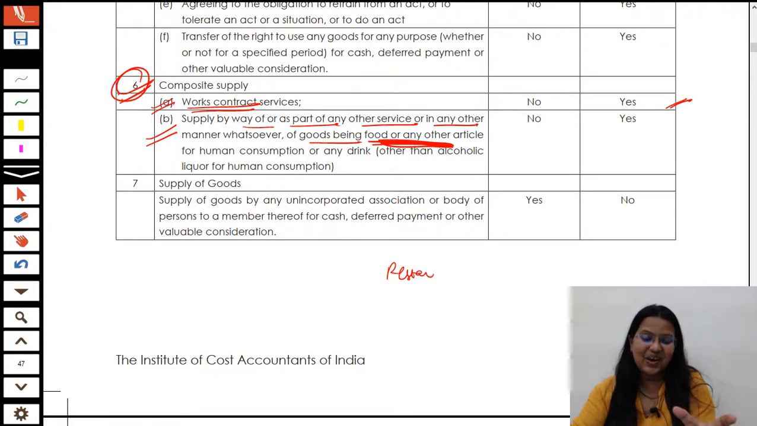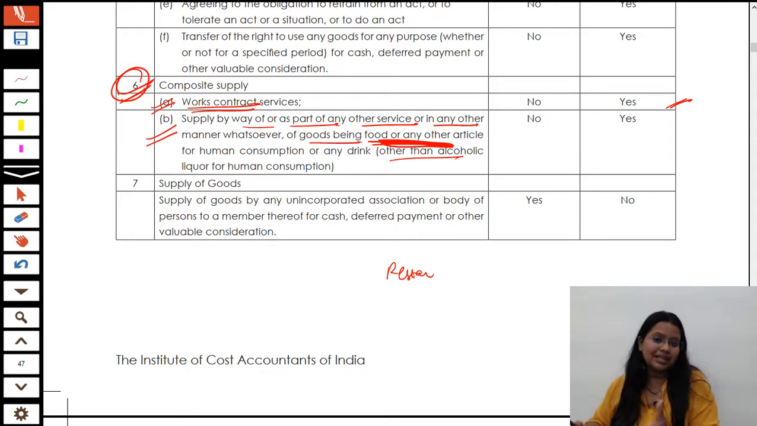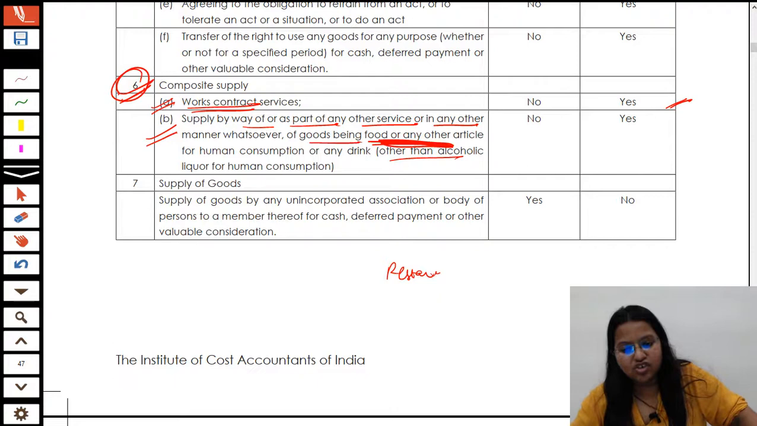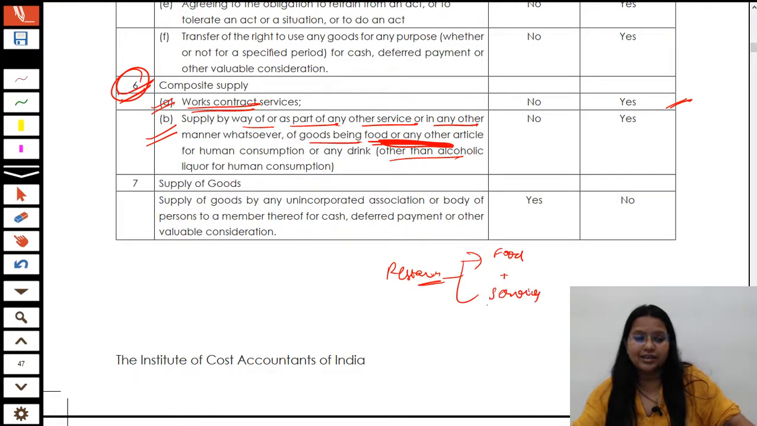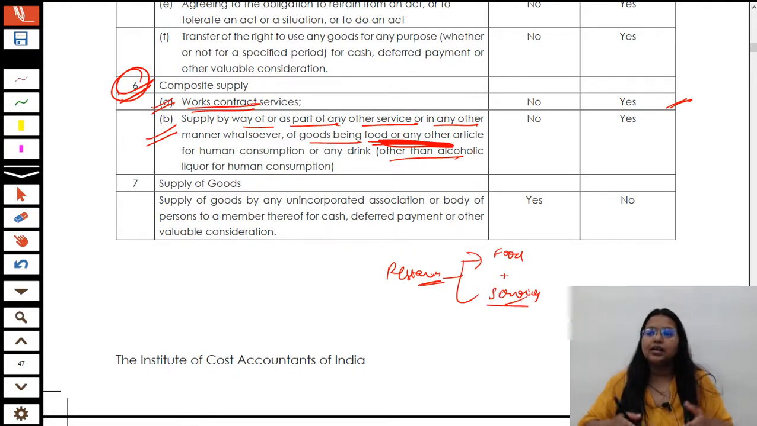So they are actually talking about the restaurant service, but other than alcoholic liquid for human consumption, because alcoholic liquid for human consumption is outside the purview of GST. Now, in the case of restaurant service, they have provided us food plus services. Ma'am, how are they providing service? For example, they are serving the food to us, their interior decoration, their furniture and all.